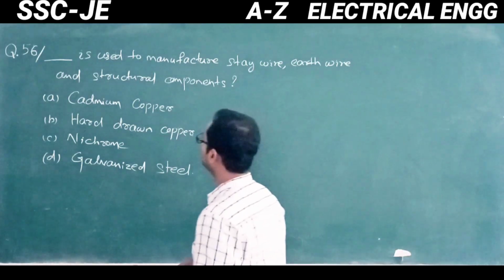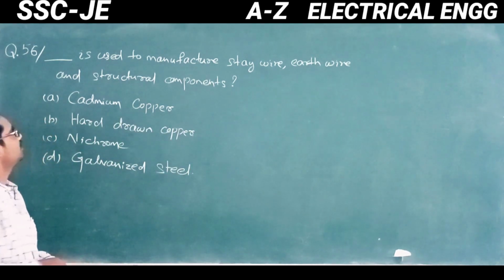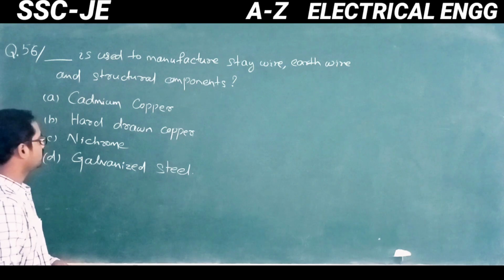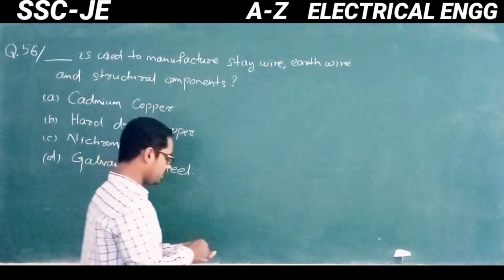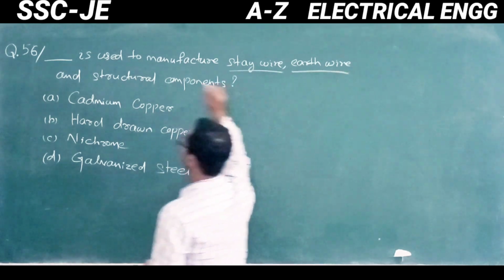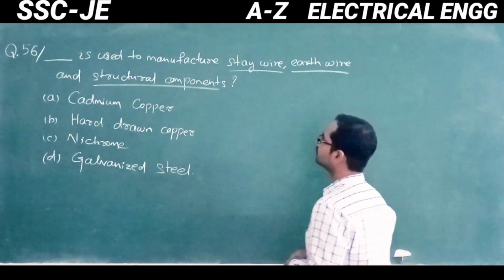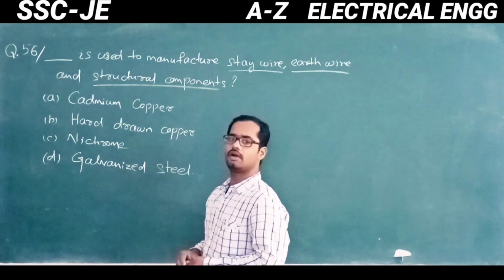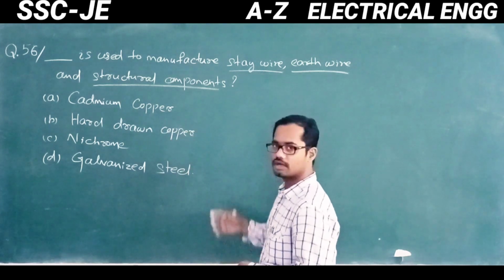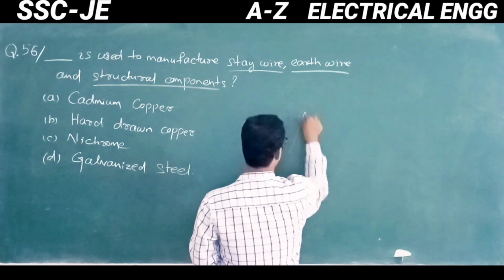The next question: dash is used to manufacture the stay wire, earth wire, and structural components. The options are cadmium copper, hydrogen copper, nichrome, and galvanized steel. Our requirement is to manufacture stay wire, earth wire, and structural components. These are all present in the transmission or distribution of power. We use structural components, the structures in which the supply is carried, so the structure is like that.